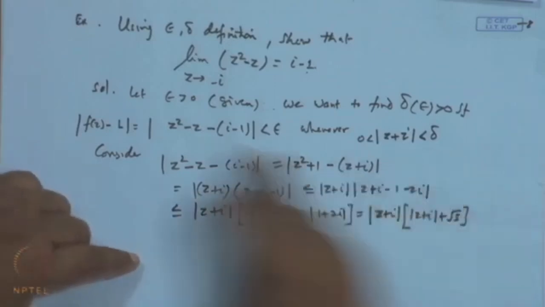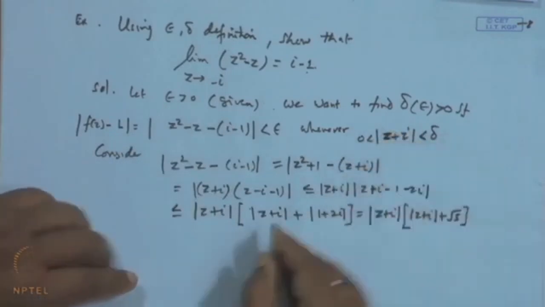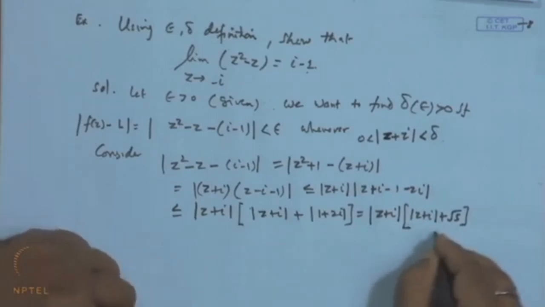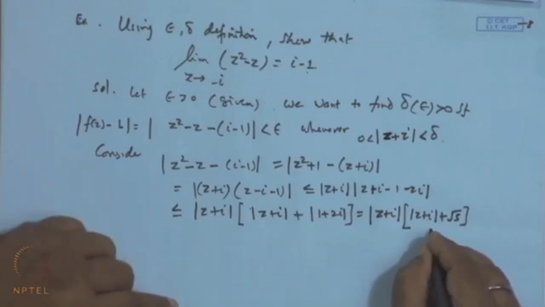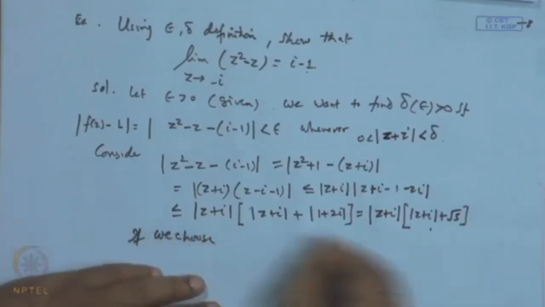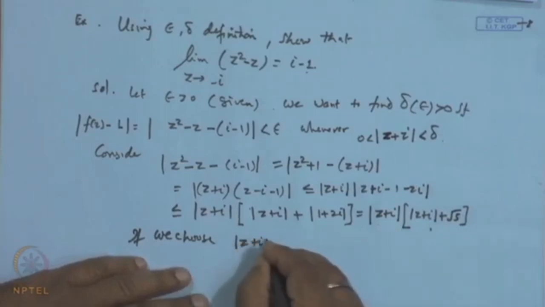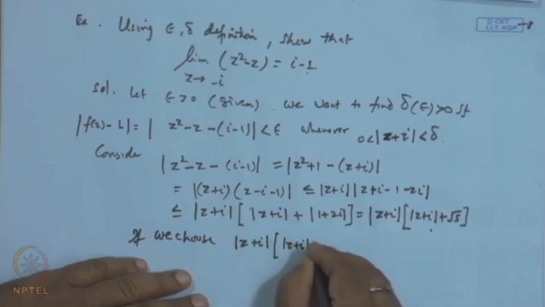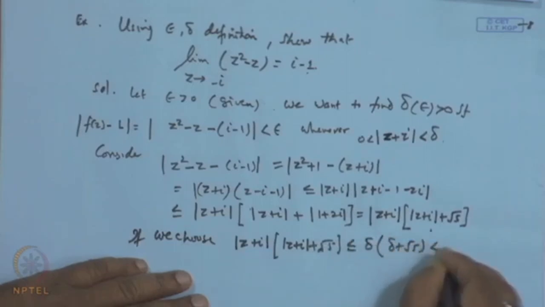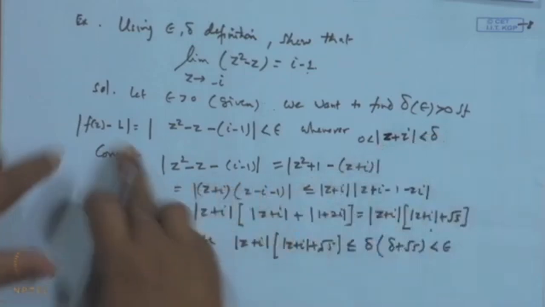Okay. Now, suppose for a given epsilon we are able to get delta, then we want mod z plus i to be less than delta. So, this part is nothing but the right hand side of this, and it is less than or equal to mod z plus i times mod z plus i plus root 5, which is basically less than or equal to delta into delta plus root 5. If I take this to be less than epsilon, then the entire thing is satisfied: for mod z plus i less than delta, we are getting the difference less than epsilon.